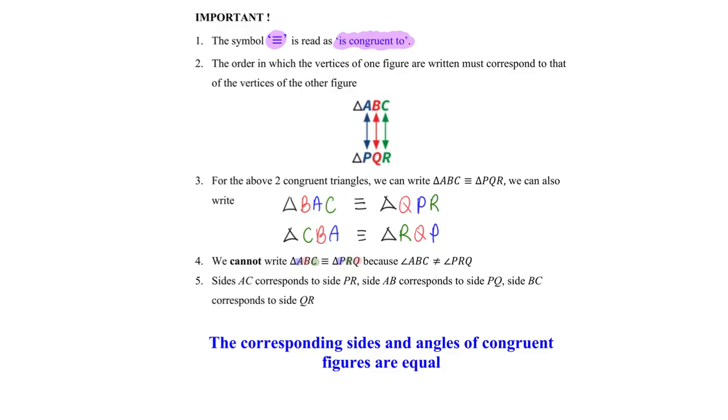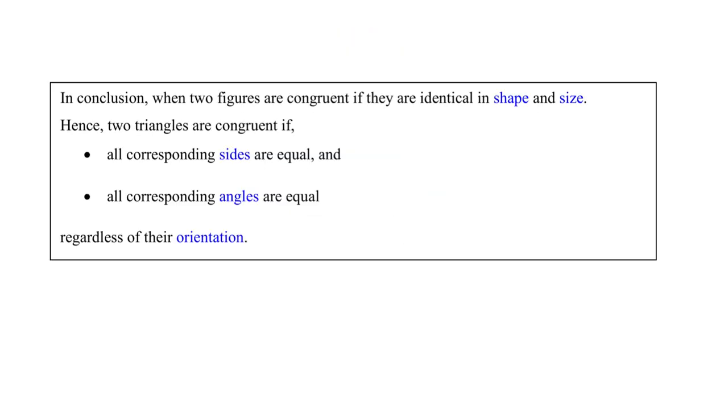And finally, in conclusion, when two figures are congruent, they are identical in shape and size, which means that all the corresponding sides are equal and all the corresponding angles are equal, regardless of their orientation.